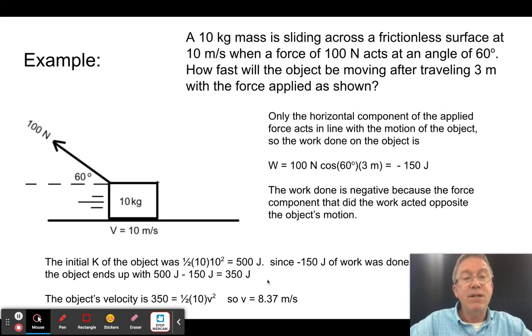So now I can figure out how fast it's going. It has 350 joules of kinetic energy. I put that here for K equals 1 half m v squared. It's still a 10 kilogram object. And I solve for V, and I come up with 8.37 meters per second.